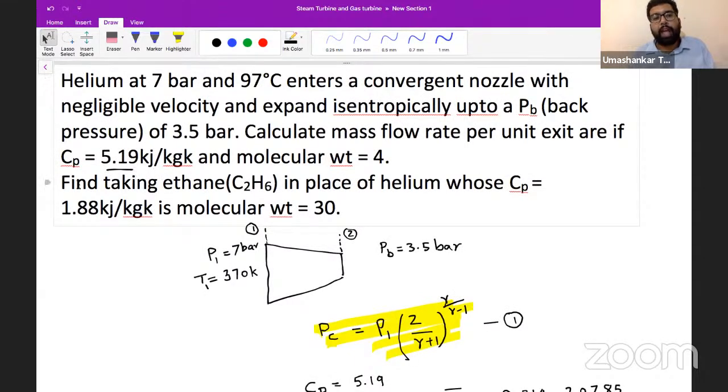So now we can start solving the second part of this question: find the same, taking ethane in place of helium, whose Cp is equal to 1.88 kilojoule per kg Kelvin and molecular weight is 30.